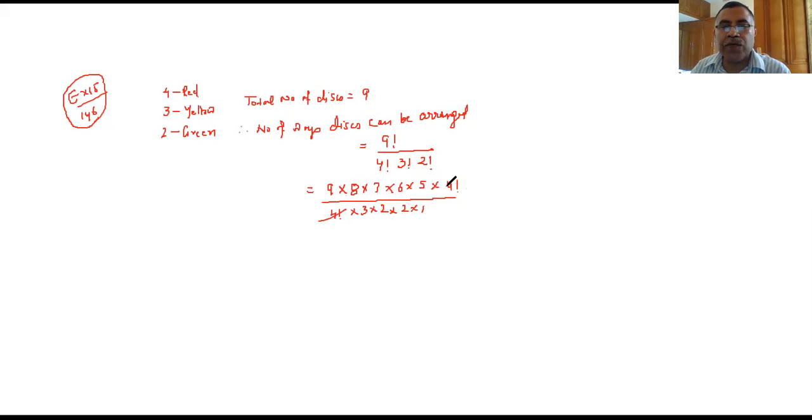So 4 factorial cancels with 4 factorial, 3 into 2 is 6, 6 cancels with this, and 2 into 4, this is 8. So 9 into 4, this is 36, 7 into 5, this is 35. So 36 into 35 is equal to 1260 ways. These are the ways by which I can arrange the discs in a row such that the colors are indistinguishable. I hope this is clear.